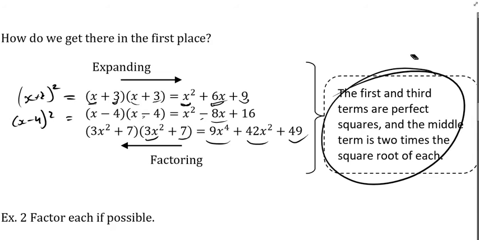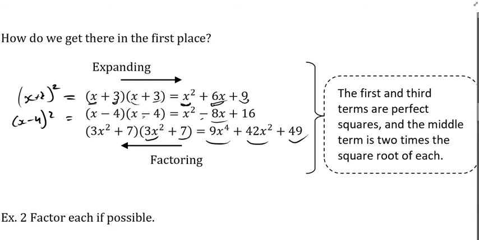Notice the first and third terms are perfect squares. So we're noticing the same kinds of things as we did in the last one. The first and third terms are perfect squares. You've got to know your perfect squares. And remember, we talked about this. X to the 4th is a perfect square, so that checks out. The middle term is 2 times the square root of each. So the square root of 9 is 3. Square root of 49 is 7. 3 times 7 times 2 is the 42. It's a little bit harder to see this working backwards.